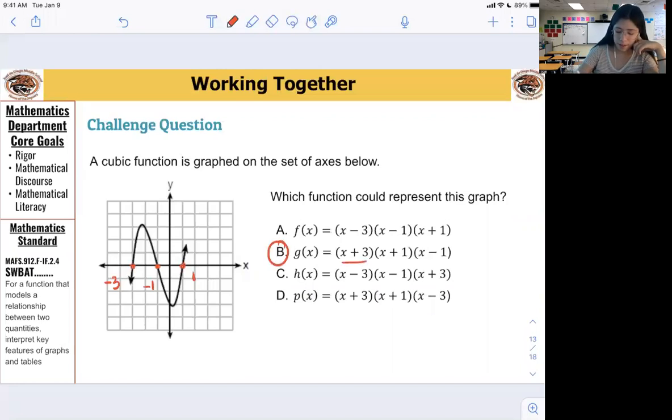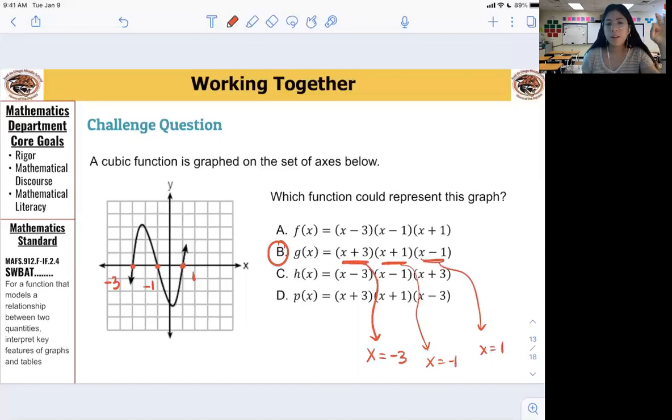So x plus 3, that means x equals -3. X plus 1, that's -1. X minus 1, that's +1. So that's the only one that had all three in the correct sign. So you just got to remember to flip that sign, and you're good to go. How do we feel about this one? Any questions?